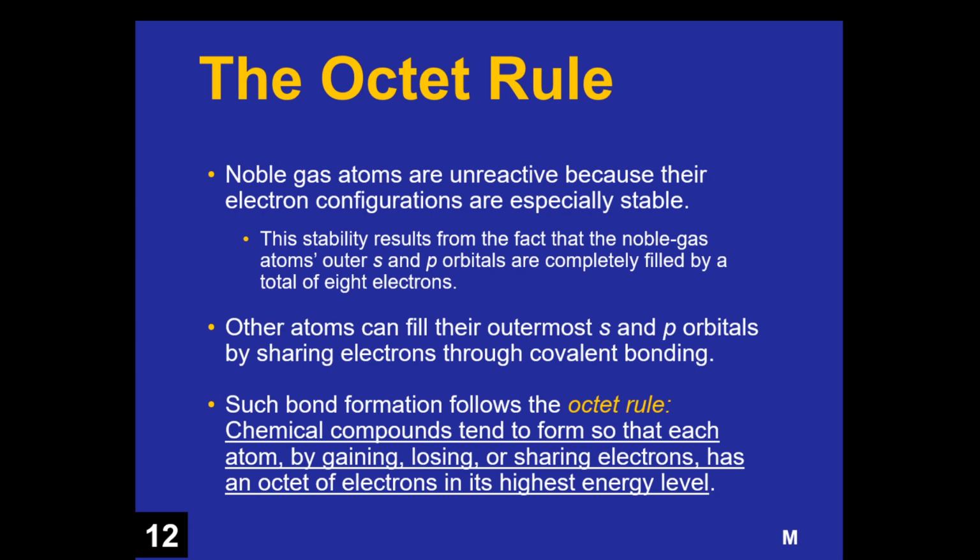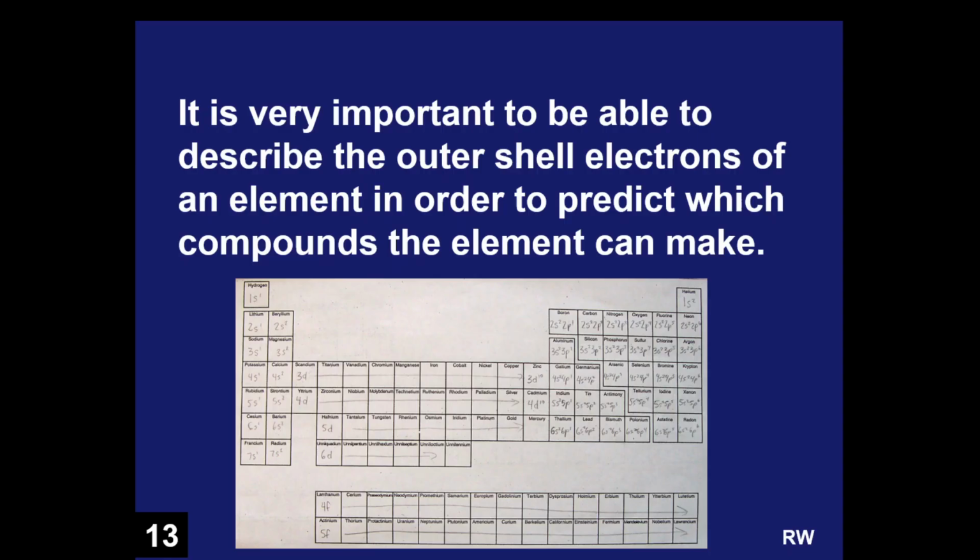The chemical compounds tend to form so that each atom, by gaining, sharing, which means losing or gaining, has an octet of electrons in the highest energy level. Okay, so it's very important for you to be able to describe the outer shell electrons of an element in order to predict what it's going to do. So we worked on this before, where we asked you to be able to recognize, identify, reproduce and develop and use the model of electron configuration in the periodic table.